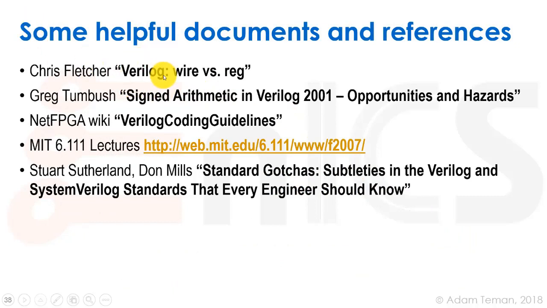So just some helpful documents and references. So as I said, I put a reference on wires versus regs and the whole argument about them. Something about signed arithmetic in Verilog 2001, what to watch out for. Some Verilog coding guidelines, as I mentioned, from NetFPGA. MIT has some nice lectures on Verilog, and there's a lot of papers in the Synopsys users groups and the Cadence CDNLive that you can find online. Something from Stuart Sutherland and Don Mills is called Standard Gotchas. There are actually 2 versions of this. Once you get to know a bit more Verilog, you should sit there and read them. They're pretty long, but they'll tell you a lot of things to stay away from and how to do them better.